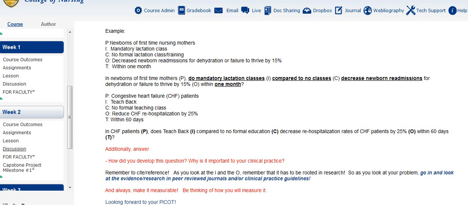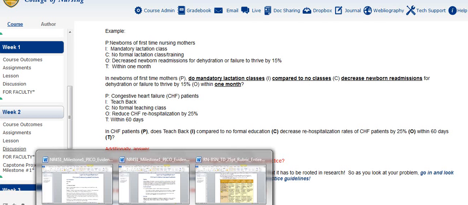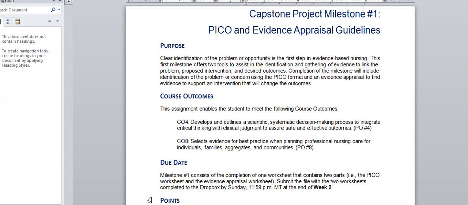So let's go in now. I want to take a look. Your milestone, your very first milestone, is due this week. And it's very important that you get everything done correctly. So as you formulate your PICO question on the threaded discussion, please go back and check.